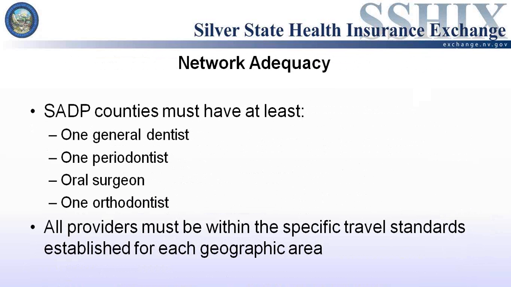Thanks, Glenn. For network adequacy among standalone dental plans, the counties must have at least one general dentist, one periodontist, an oral surgeon, and an orthodontist. And all providers must be within the specific travel standards that I will go into on the next slide.